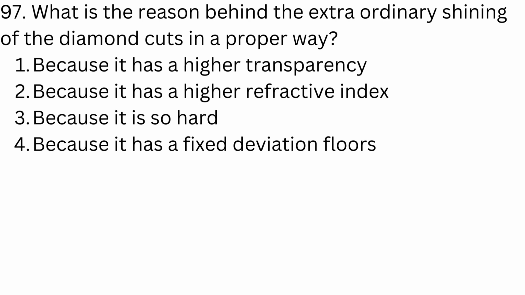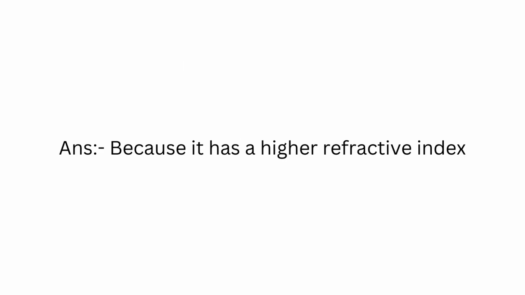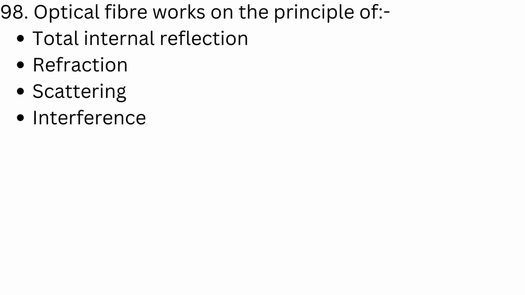Next question is, what is the reason behind the extraordinary shining of a properly cut diamond? Options are because it has a higher transparency, because it has a higher refractive index, because it is so hot, because it has a fixed deviation flow. And the right answer is because it has a higher refractive index. That's why it shines more.